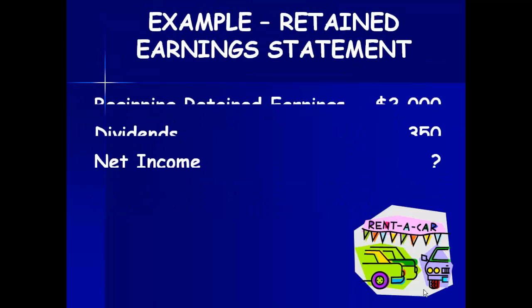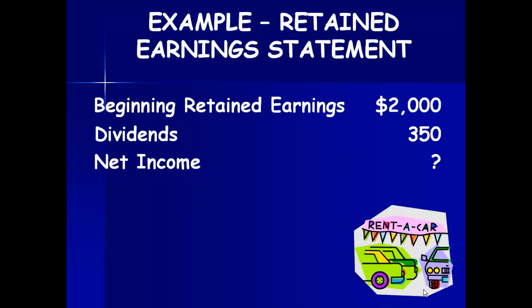All right, let's do a retained earnings statement. What page are we on? 20. Okay. Beginning retained earnings is $2,000. My dividends are $350, and my net income is a question mark. Where could we find the amount of my net income? The income statement, back to page 12. Let's go back to page 12.